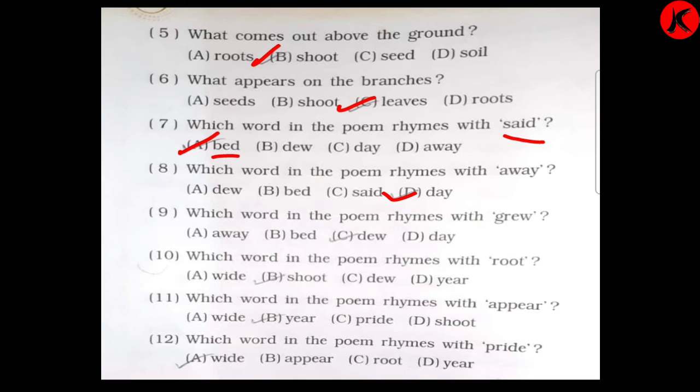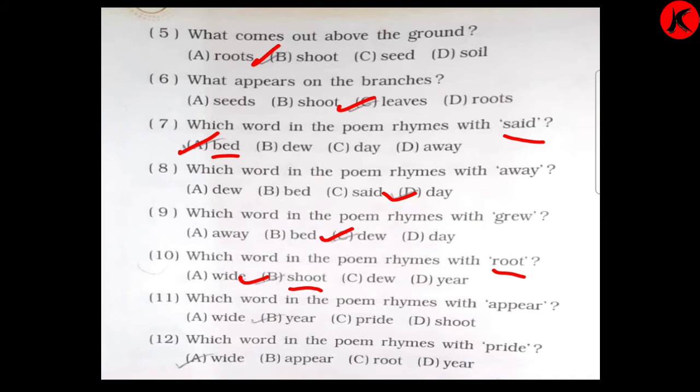D-A-Y, day. 9 number. Which word in the poem rhymes with grew? Away. B. Bad. C. Due. D. Day. So what is the correct answer? C. Due. 10 number. Which word in the poem rhymes with root? A. Wide. B. Shoot. C. Due. D. Year. What is the correct answer? Shoot. Rhyming words, you are following, children. ROOT, root. So SHOOT, shoot. Root, shoot. It should rhyme together.